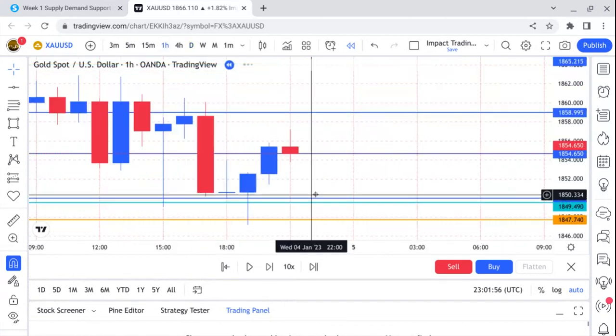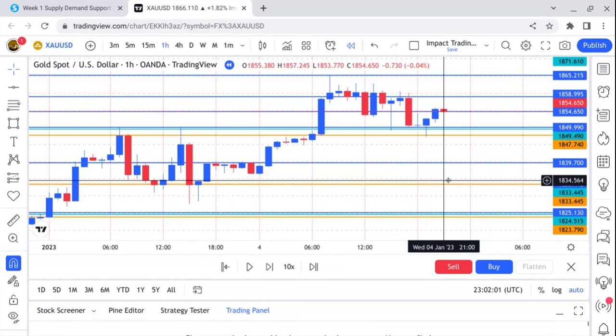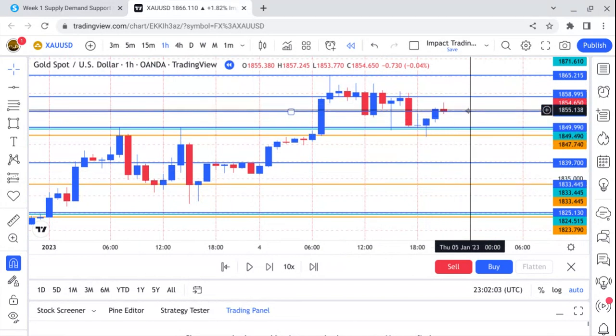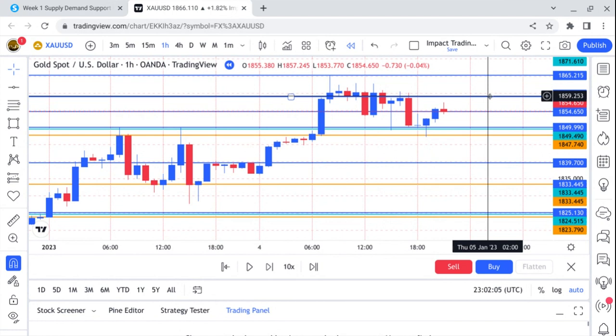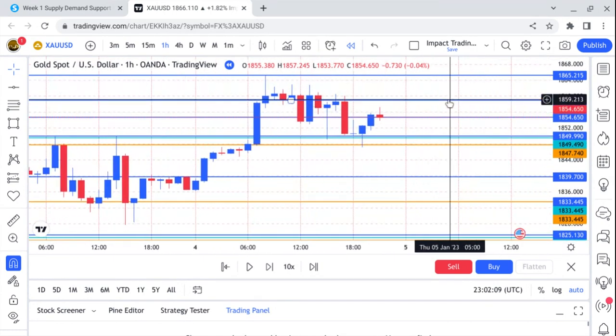We'll go to 1 hour. Now this is the 5th. We've drawn our levels. Now we're getting ready. Once price enters into these levels, we want to be ready to plan a trade.